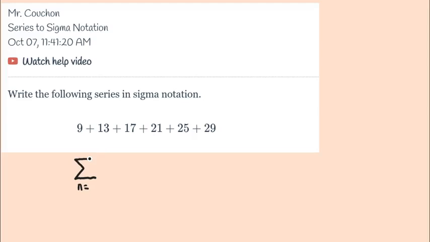We could say the 9 is one term, that's the second, that's the third, fourth, fifth, and sixth. We could do that, that's fine. But I think it might be easier to say that the 9 is the 0 term, and 13 is the 1, 17 is the 2, 21, 3, 25, 4, and 29, 5. And here's why. All I have to do is figure out, this is the 0 term, right?